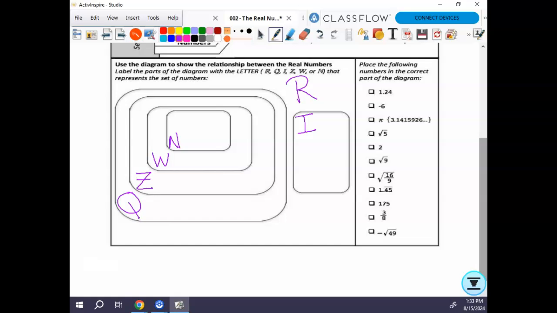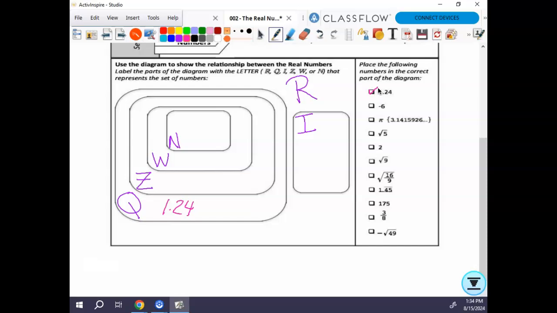Okay. So, it says place the following numbers in the correct parts of the diagram. So 1.24. Is that an irrational number? Could I rewrite that as a fraction? Yes, I could. So it's not irrational, so I know it goes over here, right? Is it a natural number, a whole number, or integer? Remember, all these are very much alike. They're all your counting numbers. They're all whole numbers in general, so it's just a plain old rational number. So your 1.24 would live here. Okay. So we got that one.